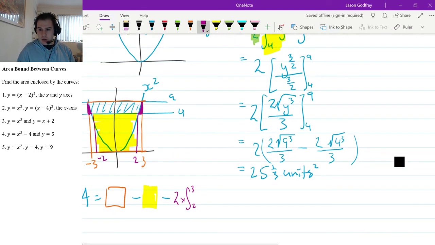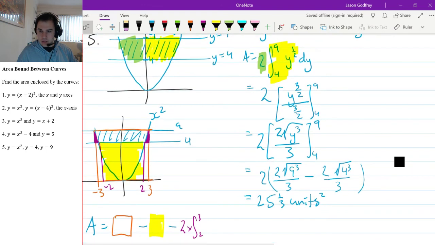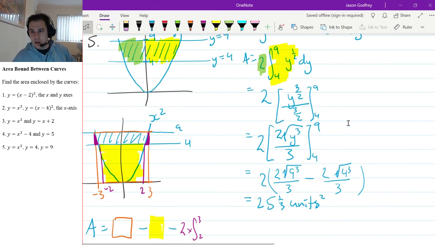So if you want to have a go doing the same problem with a different approach, if you do it correctly, you should get 25 1/3 square units. You should get the same thing. So feel free to have a go at that. Try to get used to doing different methods, so you have lots of different possibilities in your toolkit.